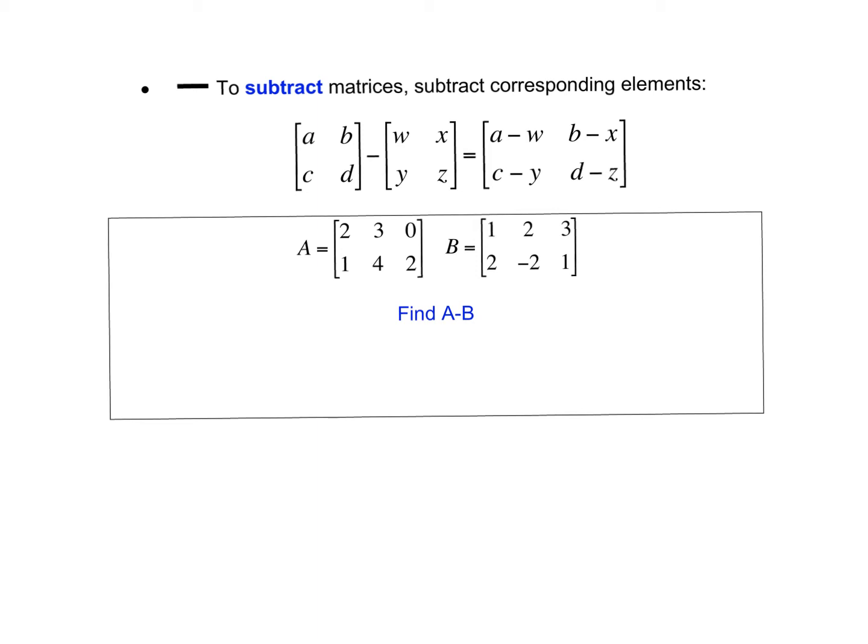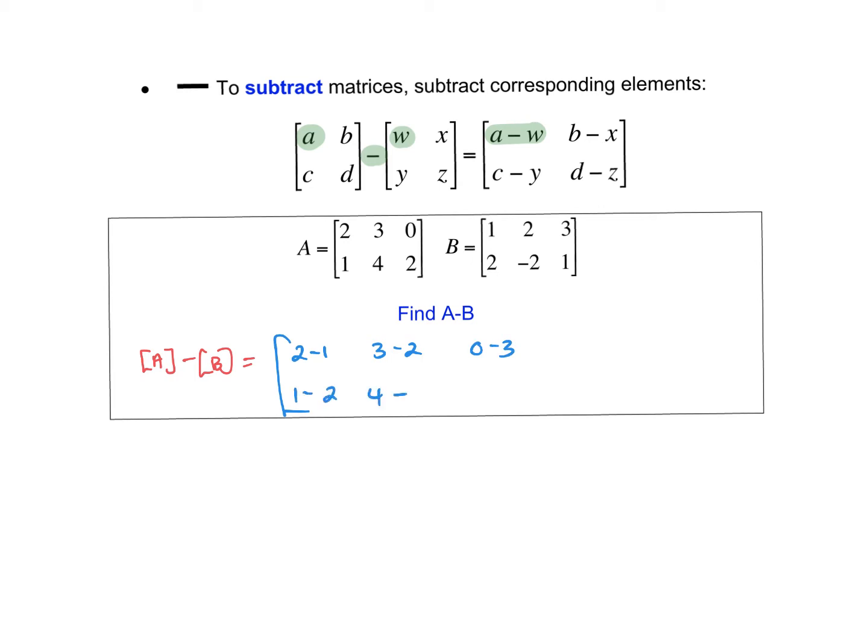So if you look at here, you're just going to subtract the same value. So really easy. If we were doing this matrix A minus matrix B, we're just going to subtract the spot. So I'll type it out for you. We'd have 2 minus 1 there, we'd have 3 minus 2 there, and 0 minus 3, 1 minus 2.